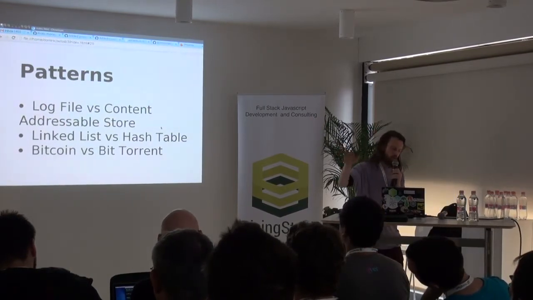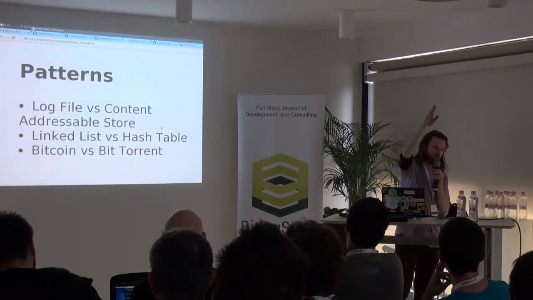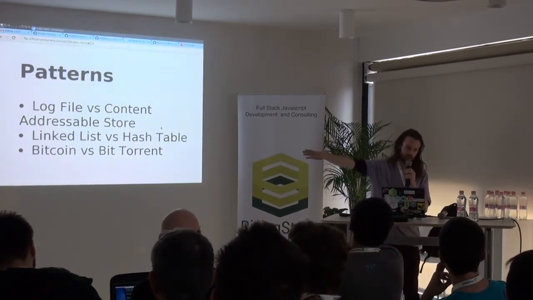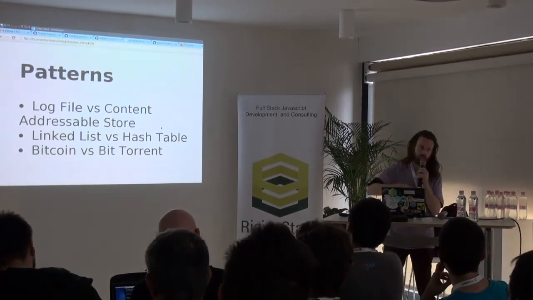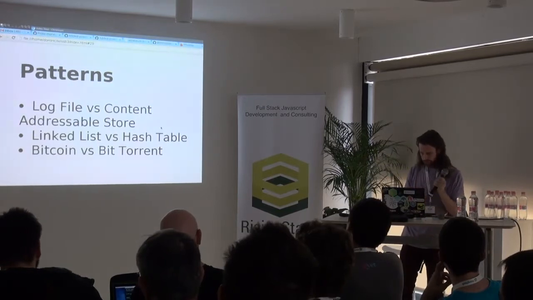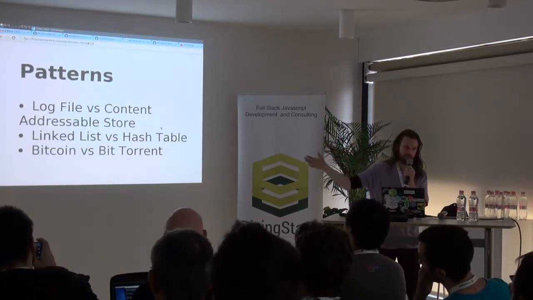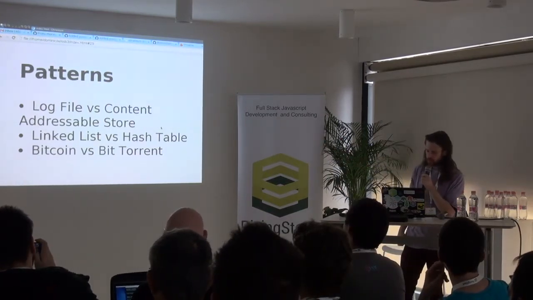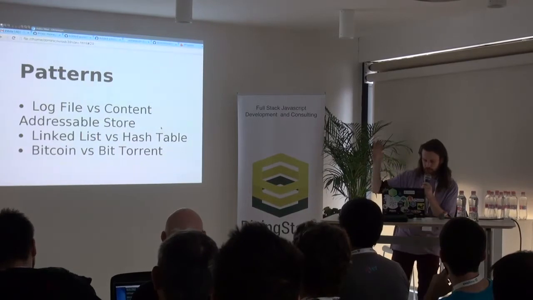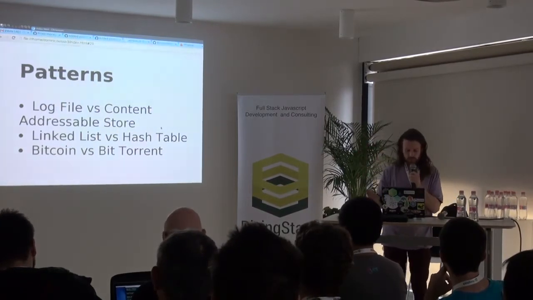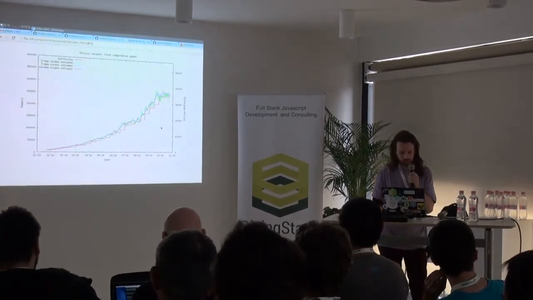So there's sort of two patterns here. There's a log file and a content store, which is kind of like a linked list, a long chain structure, and a hash table. And interestingly, Bitcoin is just a linked list. BitTorrent is a hash table. These are incidentally also the two currently really successful, completely decentralized, completely secure database systems, if you will. Database in a loose sense. So yeah, Bitcoin is just a log file.